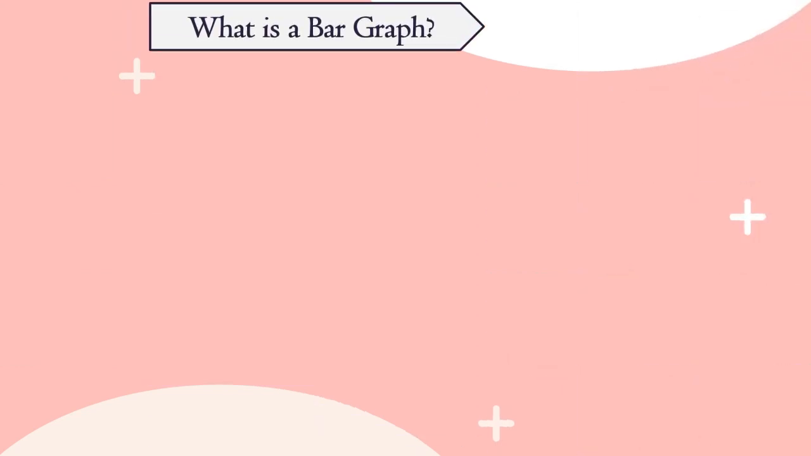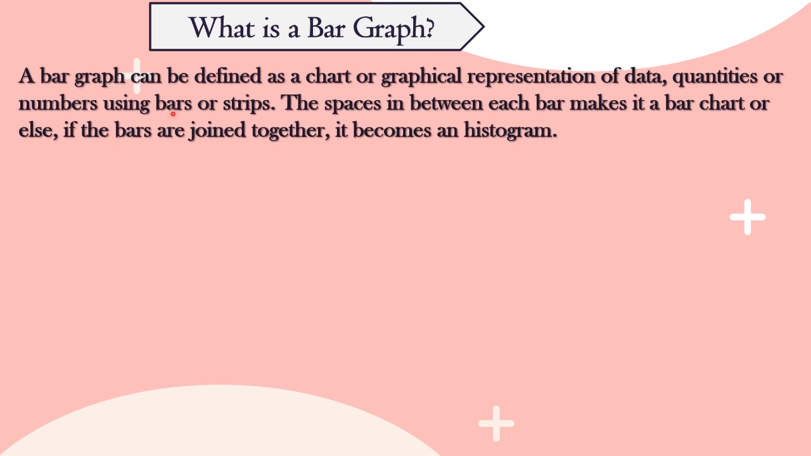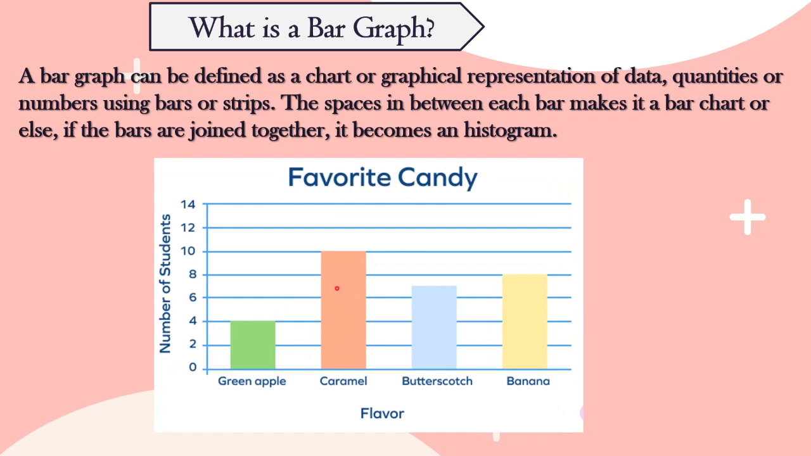So, what is a bar graph? A bar graph can be defined as a chart or graphical representation of data, quantities or numbers using bars or strips. Let's see a diagram to that effect. Look at the bar graph here. It's defined as a chart or graphical representation of data.